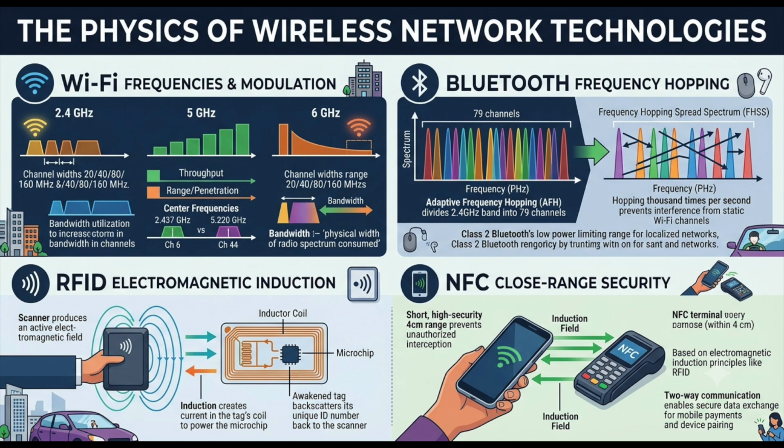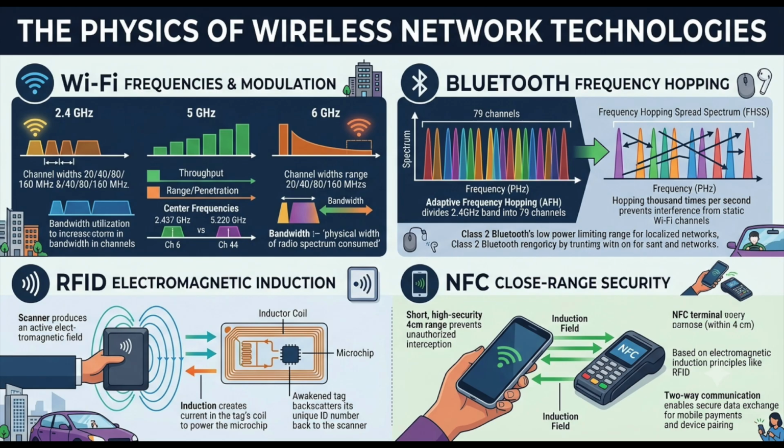And then the 6 gigahertz band, which was introduced with Wi-Fi 6E and expanded in Wi-Fi 7, pushes that even further. It opens up entirely pristine spectrum, allowing multiple ultra-wide 160 megahertz channels to operate simultaneously. Without any overlapping legacy devices getting in the way, yeah.